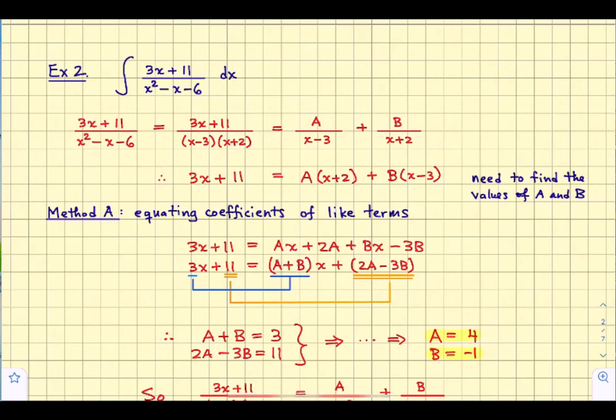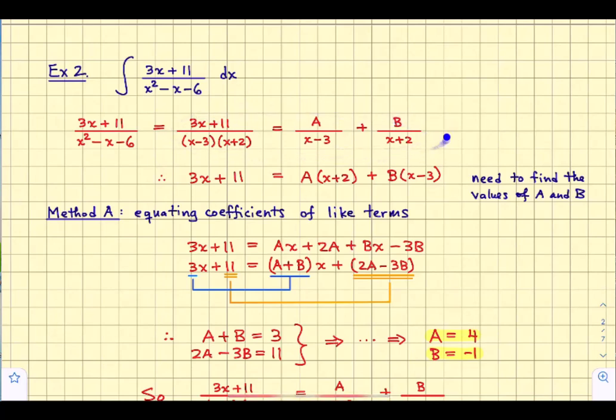So a plus b must equal 3, and similarly the constant term here must equal the constant term here, so 2a minus 3b must be 11. This gives us two equations and two unknowns. You can solve those by your favorite method, and when you're done, you'll get that a is 4 and b is minus 1.